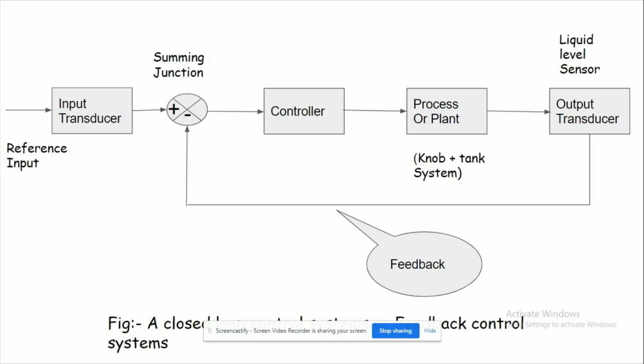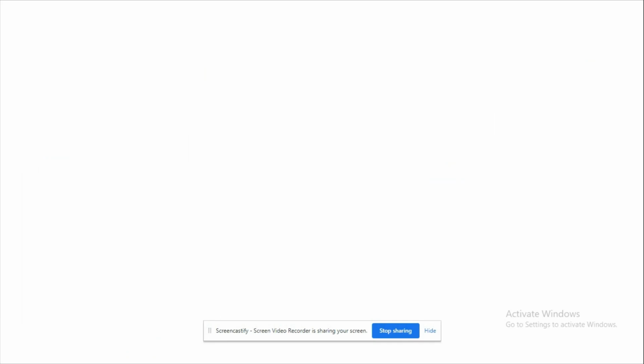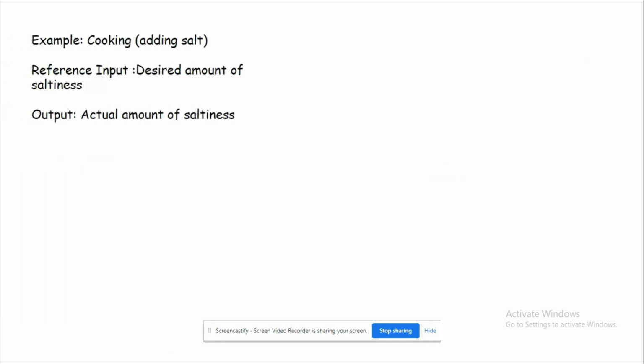Control systems can be identified in many of our day-to-day activities. One such activity is cooking. So let's see an example of control system in cooking in our next slide. In this activity we are considering cooking, adding salt in our dish. Suppose the reference input is the desired amount of saltiness in the dish. The output is the actual amount of saltiness.